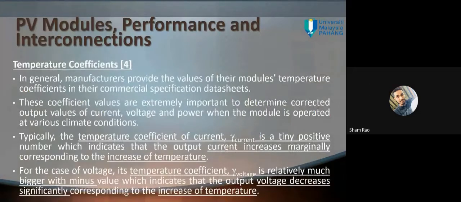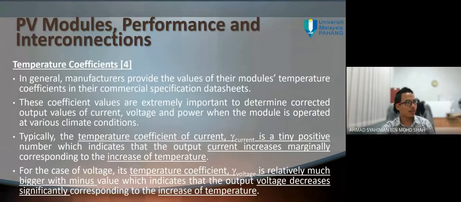Okay ni dah masuk temperature coefficient. Boleh aku sentuh sikit. Okay, temperature coefficient. Kita dah selesai. We have finished the factors that affect the output performance of the PV module, saya ulang balik, G and the T. Okay, G and the T. Solar irradiance and temperature. These two factors affect the output of the PV module.